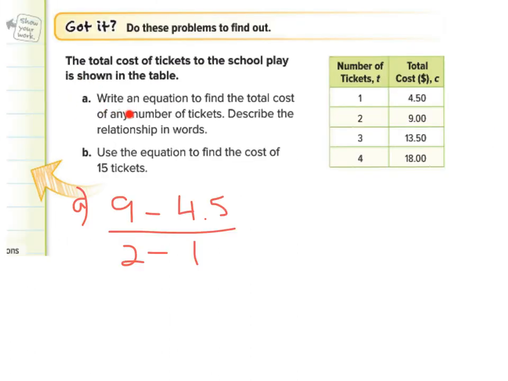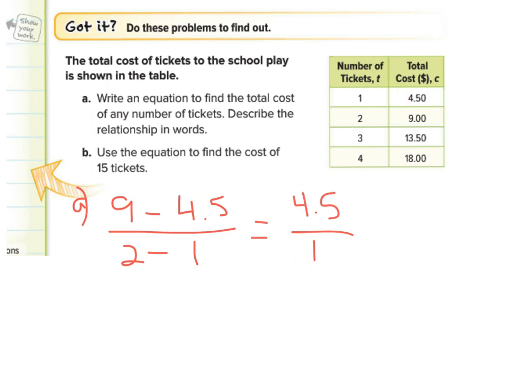Let's address A. Write an equation to find the total cost of any number of tickets. Describe the relationship in words. So we have here number of tickets and the cost per ticket, right? One ticket is $4.50. Will it continue to increase by the same amount for 2 tickets and so on? Well, we have to check. I'm going to take 9 and subtract 4.5 from it, and I'll take the 2 and subtract 1, so that I get now 4.5 over 1. What does that mean? That's telling us that one ticket is $4.50.